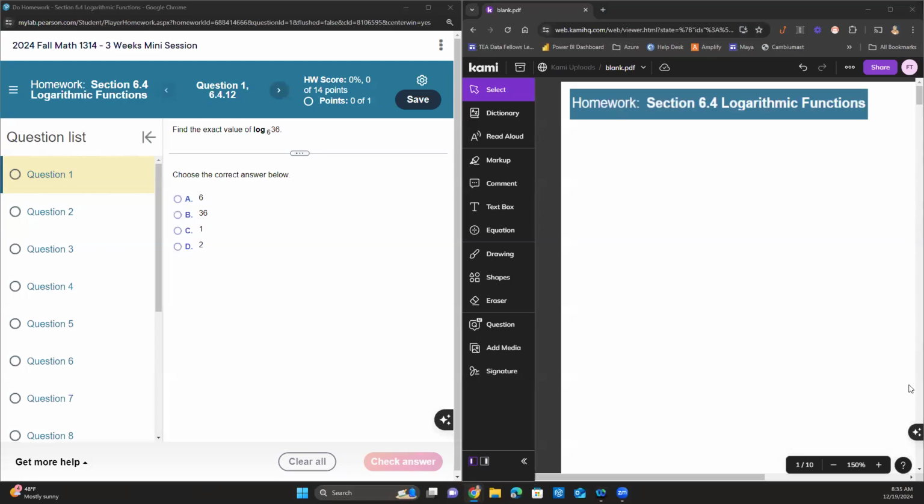Section 6.4 talks about logarithmic functions. Before we start solving the problems on the homework, let's talk about what logarithmic functions are and what logarithm means.